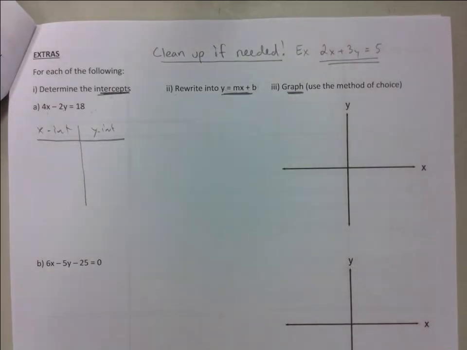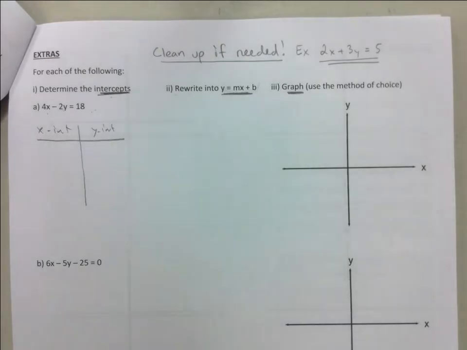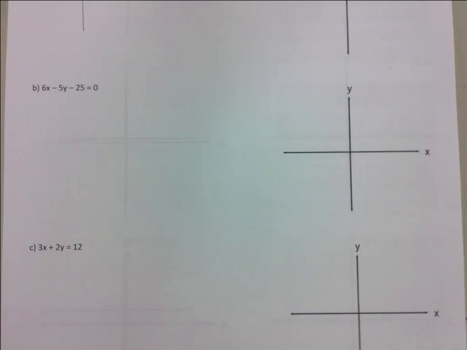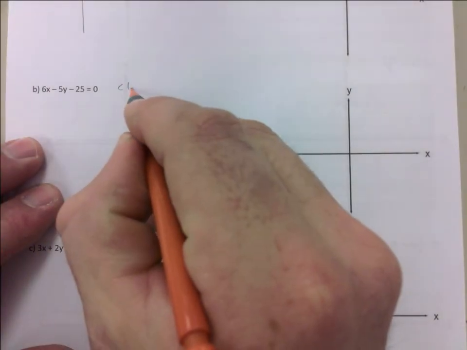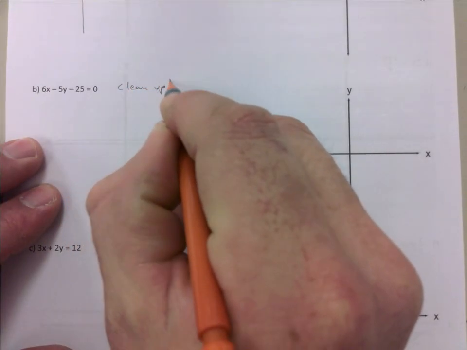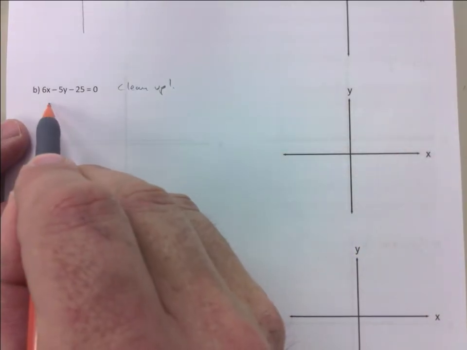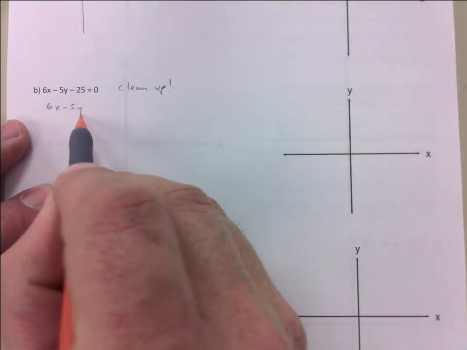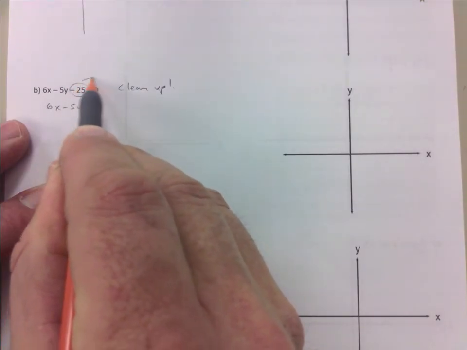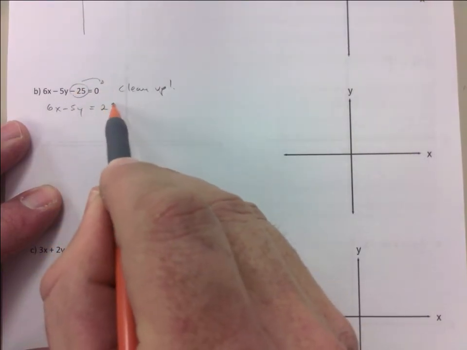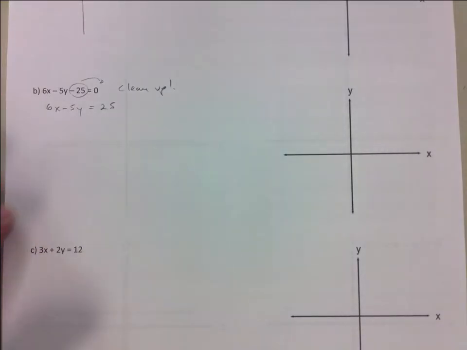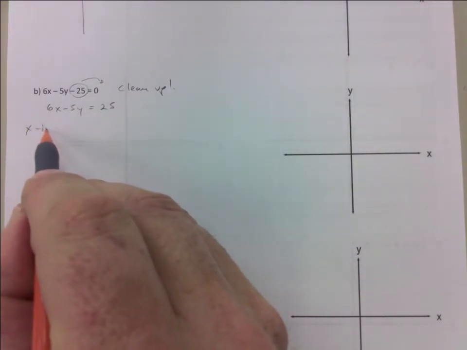So I will do the second one because it has the rounding issue. This one here has probably all the steps that you need to watch out for. So clean up. What do I mean by that? I want it to look like this. I'm going to bring the 25 over to the other side, so it's just 25 there, positive. Then I'll find my intercepts.